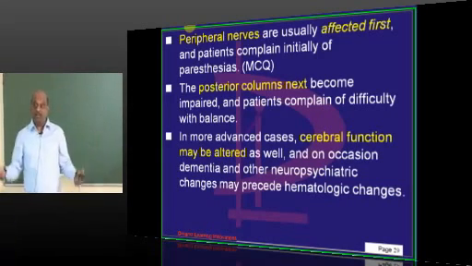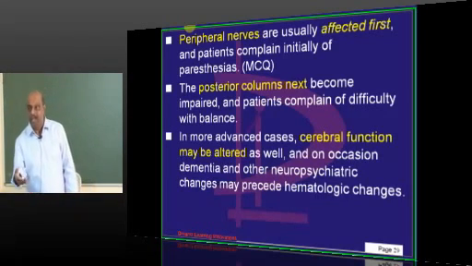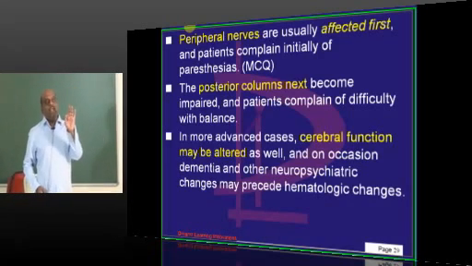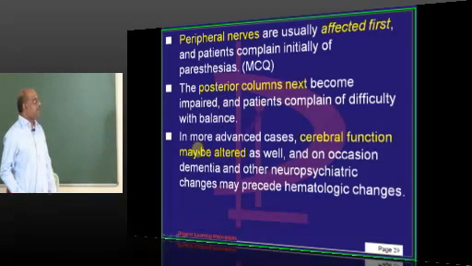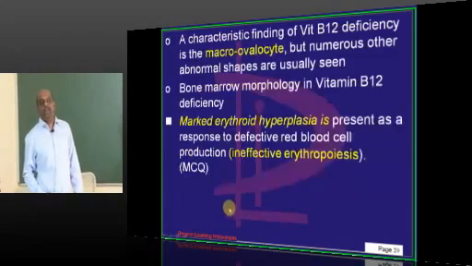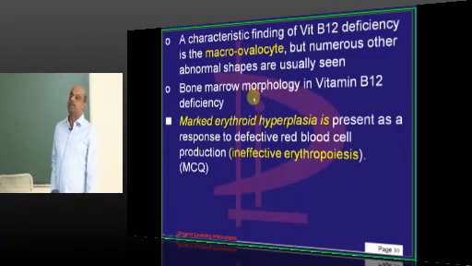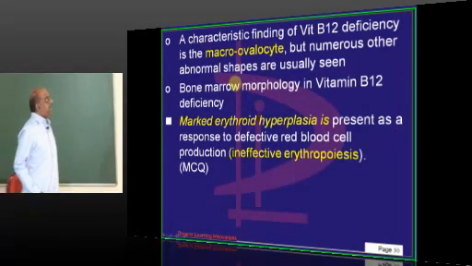In the upper limbs you have LMN features, in the lower limbs you have UMN features, in case of the motor neuron disease, which you should basically remember. So first to get involved are peripheral nerves, next to get involved are posterior columns, ultimately the cerebral function also gets affected and that leads to development of dementia.